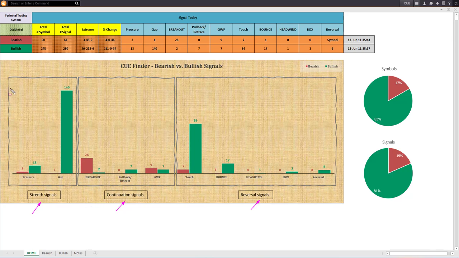The strength signals are showing that Friday was very bullish. The continuation signals are mixed. They are not providing any useful insight, and the reversal signals are showing that they are mostly bullish. The reversal signals are much more prominent than the continuation signals, showing again that there is reversal at the stock level as well. We saw reversal at the market level, at the sector level, and now we see them at the stock level as well.